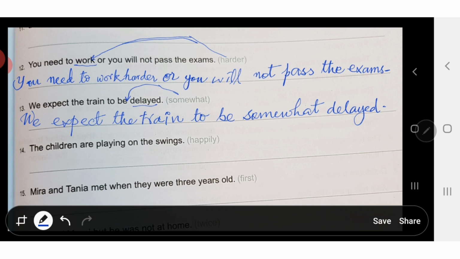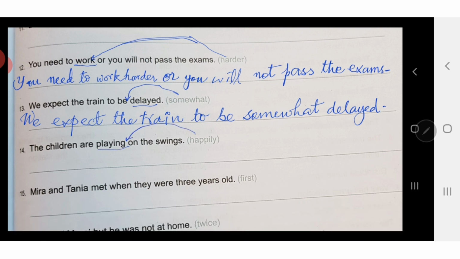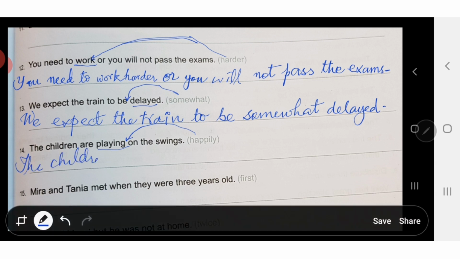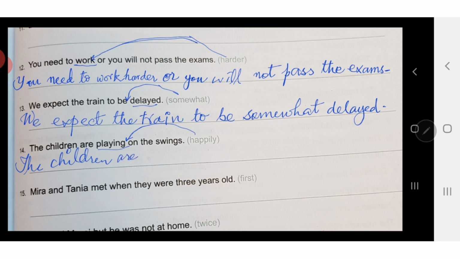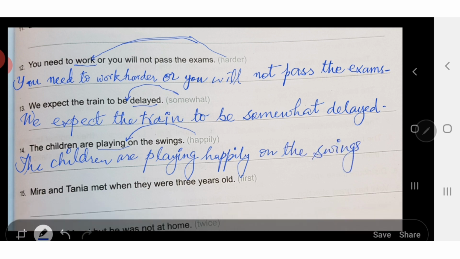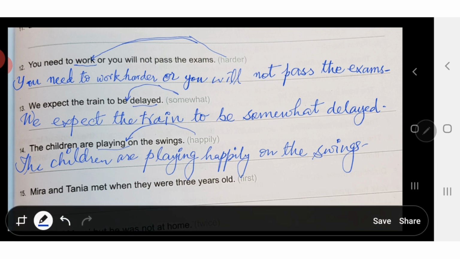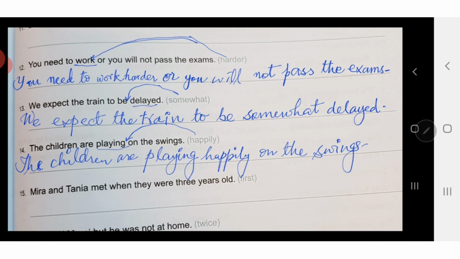What kind of verb do we have here? The main verb is playing. So easy, huh? So we should preferably put it after this verb. It will become: The children are playing happily on the swings, full stop. Okay, now let's come to number 15.